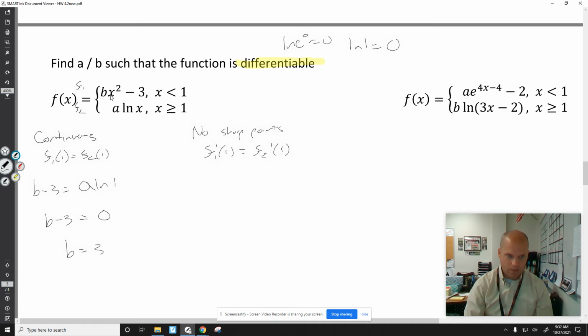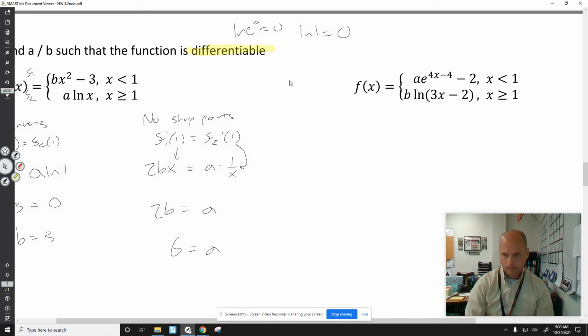The derivative of bx squared minus 3, b is just a number, 2bx. The derivative of a log x, a is just a number, would be a times 1 over x. We then need to plug in 1 for x. 2b equals a. We already know what b is. B is 3, so a is 6.